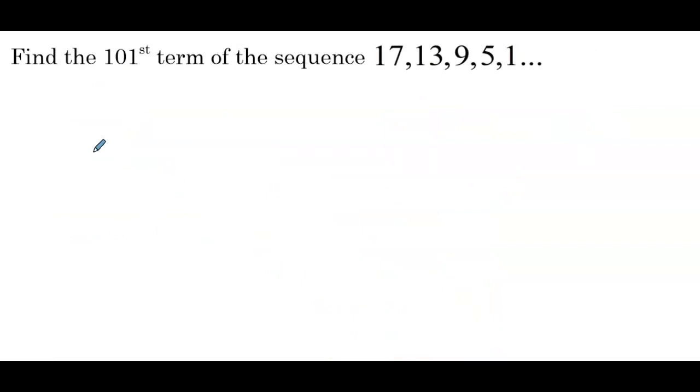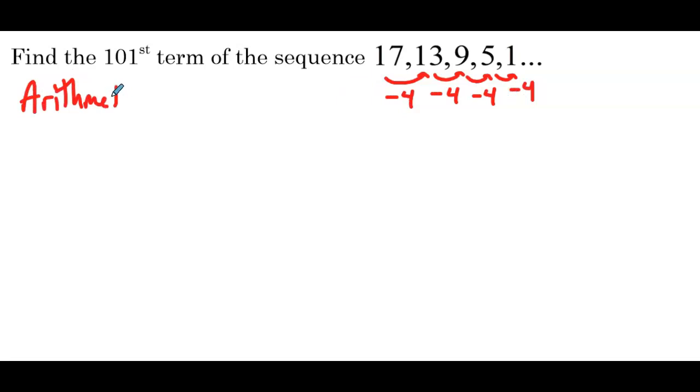Find the 101st term of the sequence 17, 13, 9, 5, 1, continuing on. So here it looks like there's a common difference. Let's see if we can identify it correctly. So 17 to 13, that would be subtract 4. 13 to 9, subtract 4. 9 to 5, subtract 4. 5 to 1, subtract 4. Okay, so there's a common difference. So we're dealing with an arithmetic sequence with a common difference of -4.